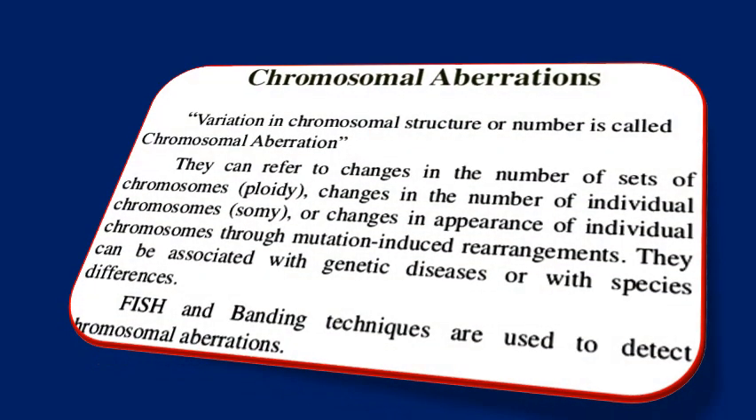Chromosomal aberrations, meaning variation in chromosomal structure or number, forming that term, chromosomal aberration. They can refer to changes in the number of sets of chromosomes, which is named ploidy. The most famous of chromosomal aberrations is polyploidy.